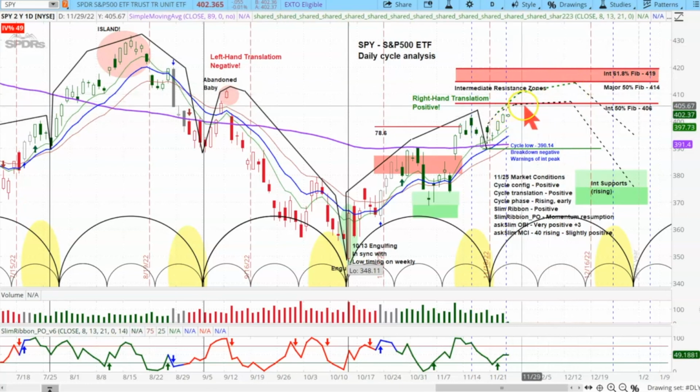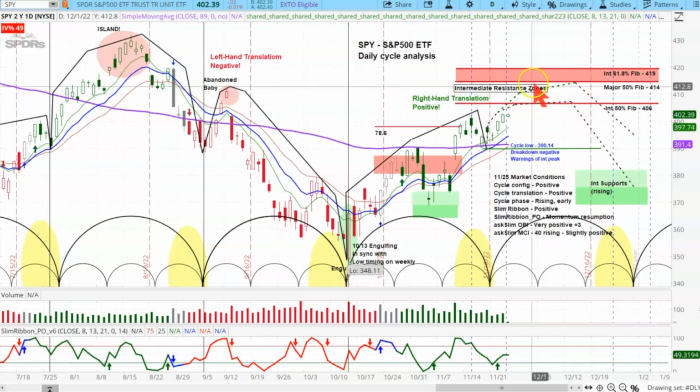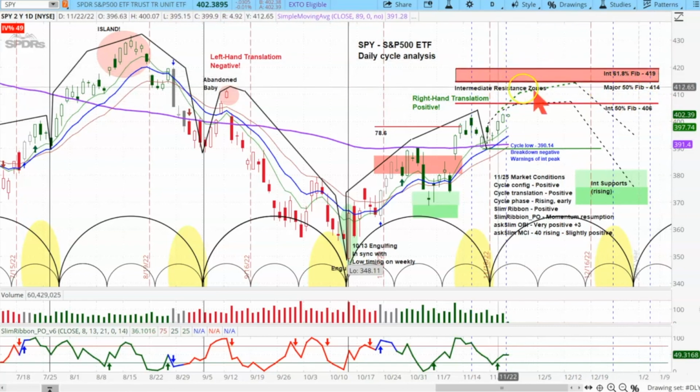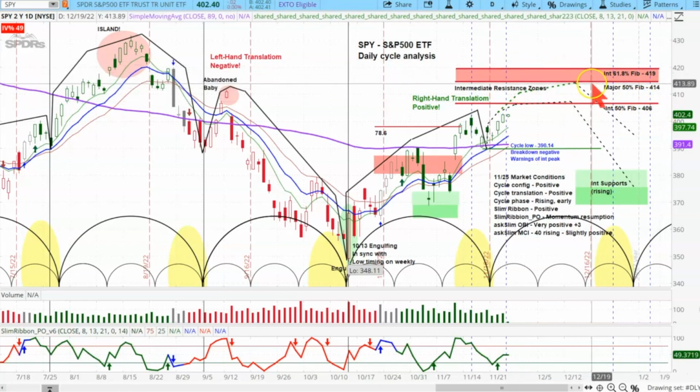The question is, will it peak here at that resistance at about 406? That's the intermediate 50% that comes off of the weekly chart. Here's your major 50% that comes off of the weekly and monthly chart, and your intermediate 61.8. So this resistance level over here, which I consider to be very heavy, is 414 to 419 on the SPY.